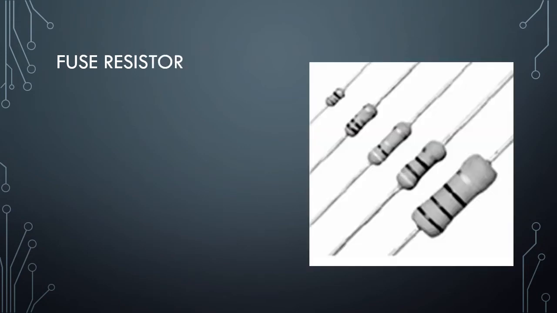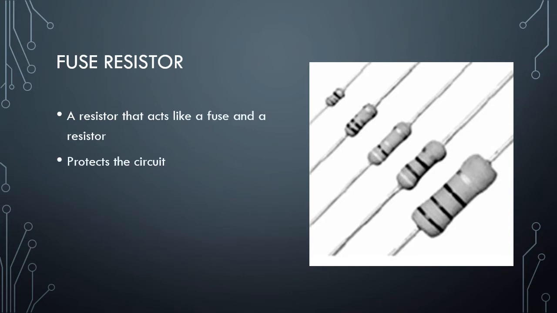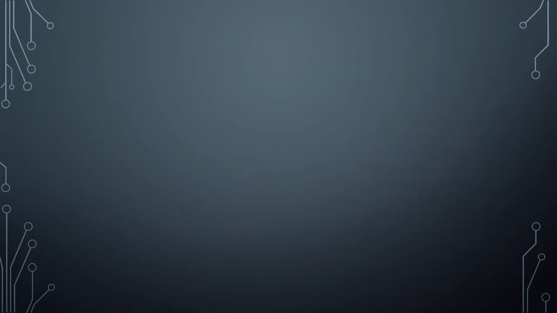Fuse resistor. It's a resistor that acts like a fuse, and it protects the circuitry when the power rating is exceeded. So it is easily identified because of its color strip. It's either black strips or sometimes it has gold strips. It is made to easily cut open.